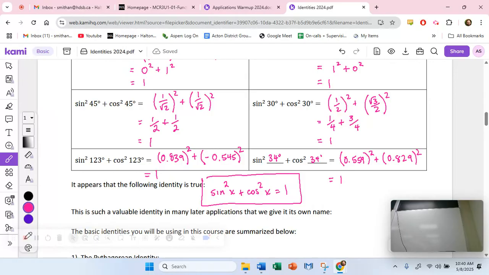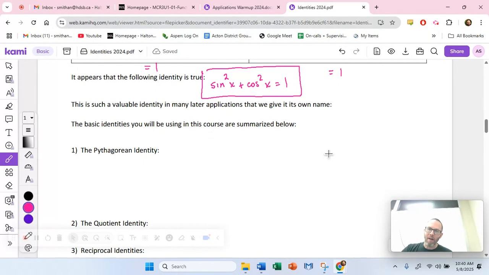This identity is so useful, it has its own name. And because it kind of looks like the Pythagorean theorem, we call this one, shockingly, the Pythagorean identity. It rolls off the tongue. This is the Pythagorean identity.